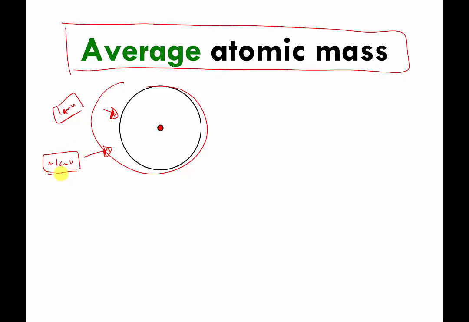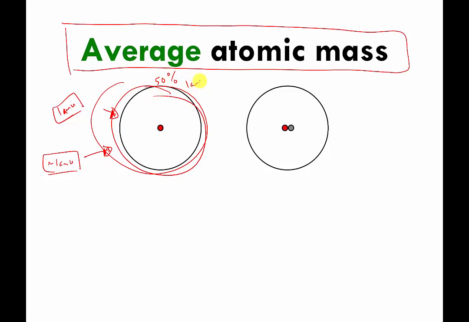Now, this is not the universe that we live in, but I just want you to think about that for a second. Let's pretend we live in a different universe, where 50% of the hydrogens come weighing 1 AMU, and 50% of the hydrogens come weighing about 2 AMU. There's no 3 AMU, there's no 4 AMU. They just come in ones and twos, and it's 50-50.